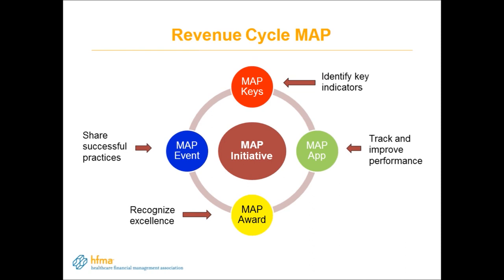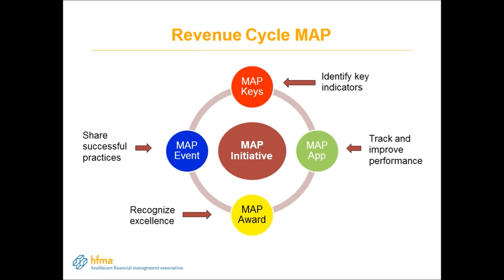So HFMA has prepared a MAP app. It's a piece of software that HFMA leases. And if you participate in this MAP program, you have to buy or lease the software. You put your receivables, your revenue cycle data into it, and it measures you in a rigorous way using formulas that the industry has since settled on, and it allows you to benchmark your performance against other MAP users in a way that hopefully is apples to apples.